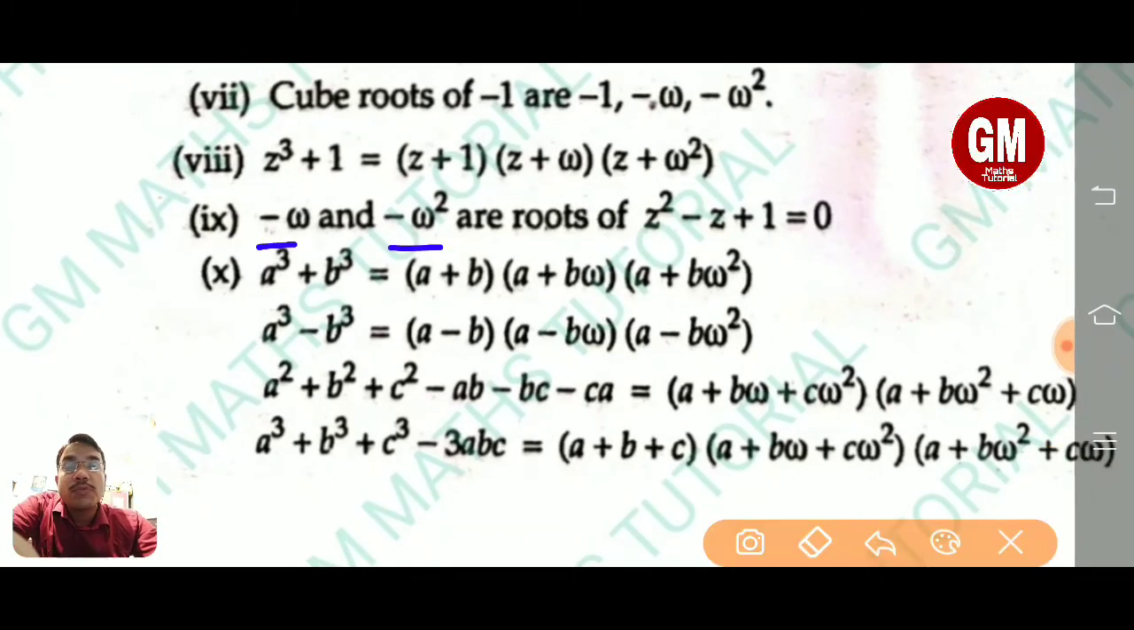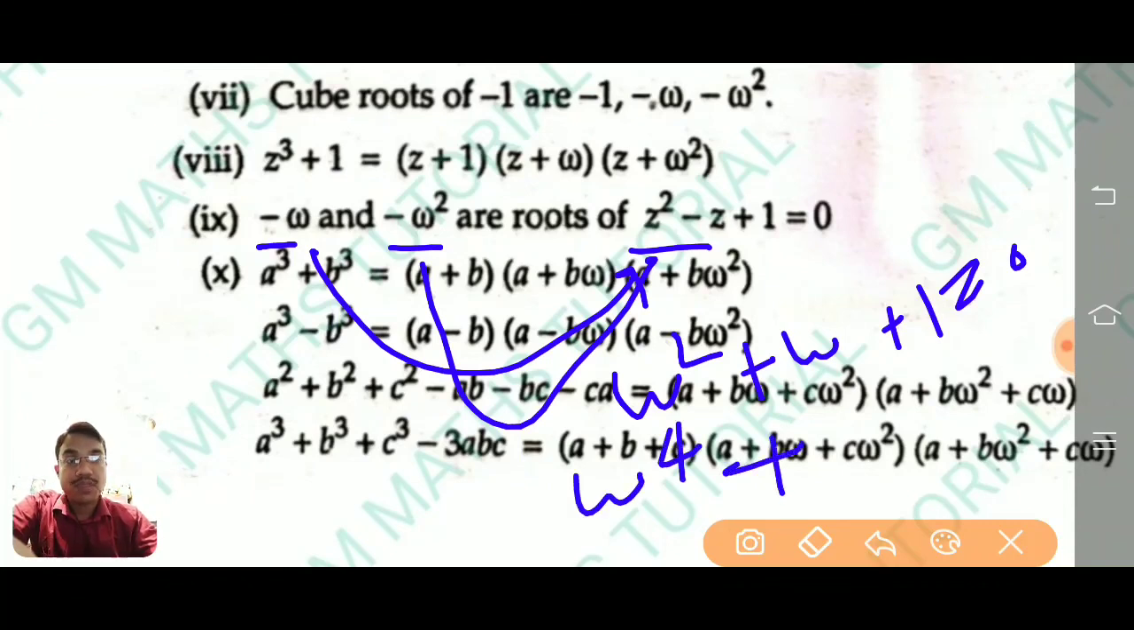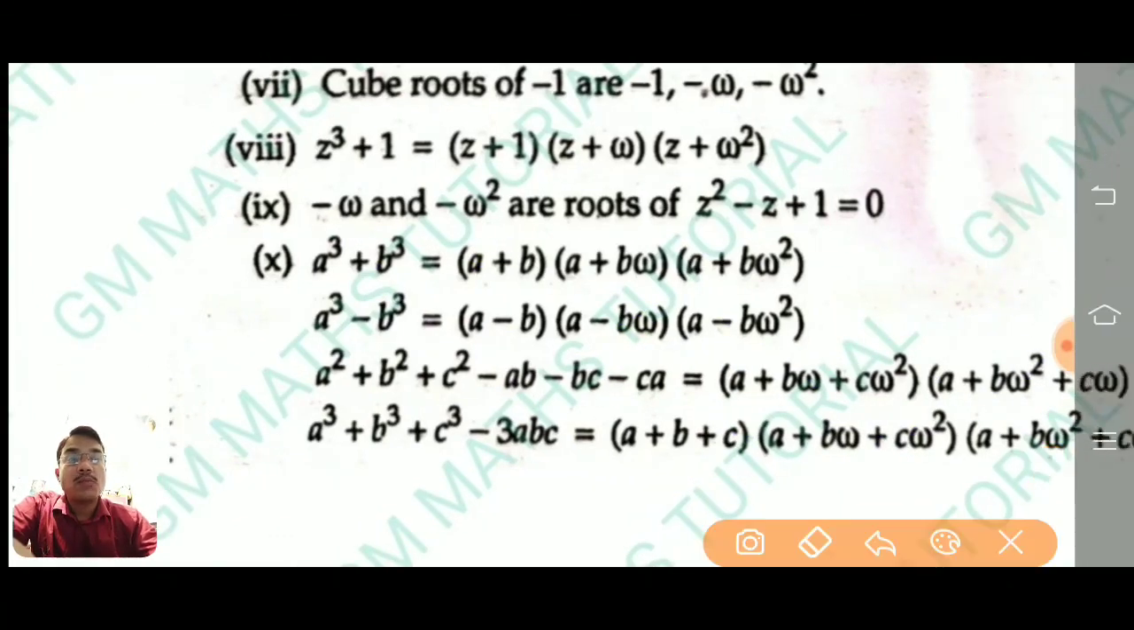Now minus omega and minus omega square are the roots of z square minus z plus 1. It means that if minus omega and minus omega square are roots of the equation, minus omega will satisfy omega square plus omega plus 1 equal to 0, and omega to the power 4 plus omega square plus 1 is equal to 0. Clear? Here is some more property: z cube plus 1 can be written as z plus 1 times z plus omega square.